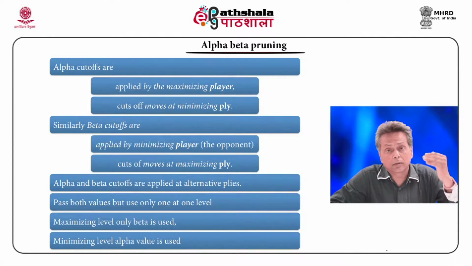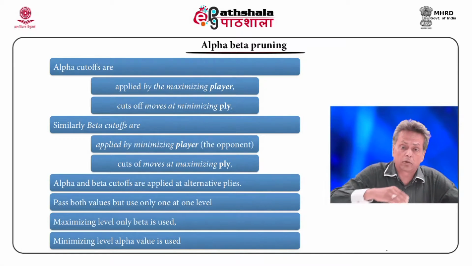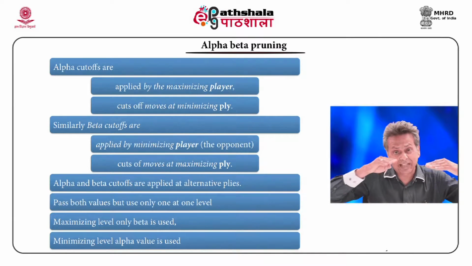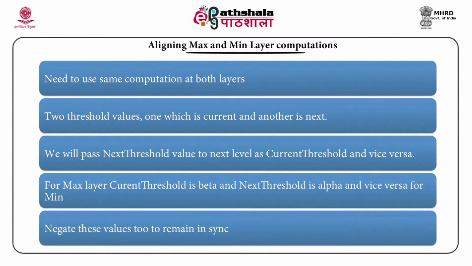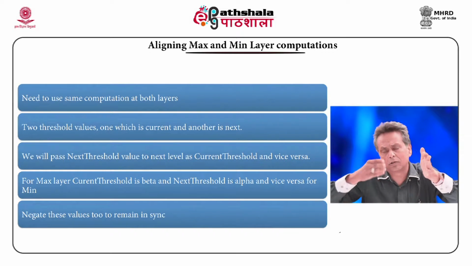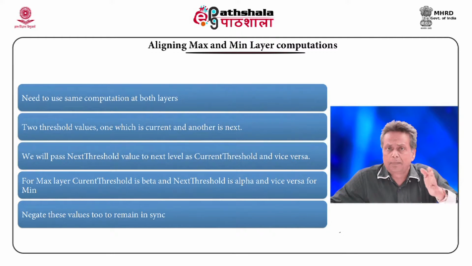Interestingly, the alpha cutoffs are applied at the minimizing layer, and we'll see how it is done and why it is so, and vice versa. So at one layer, we apply one type of cutoff, and the other cutoff is decided at that layer, which is applied in the next layer. It's seemingly quite complex, but we'll soon see how we can make it simple. It is basically the same computation. We have some threshold value, and if while we are exploring a node it goes beyond that threshold value, there's no point in exploring that branch. Whether it's a maximizing threshold or minimizing threshold depends on the layer.